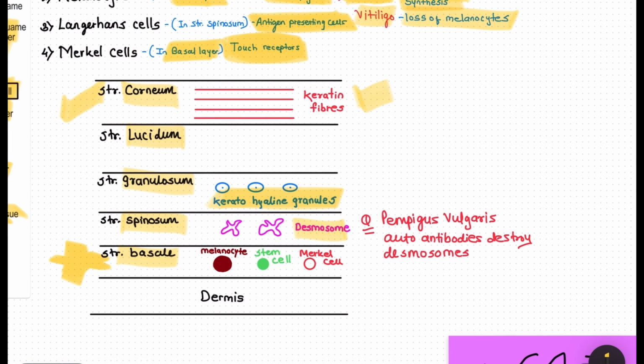Come to this clinical point which is pemphigus vulgaris. Pemphigus vulgaris means this is also a dermatological disorder in which autoantibodies destroy desmosome. So this pemphigus vulgaris is related with stratum spinosum.